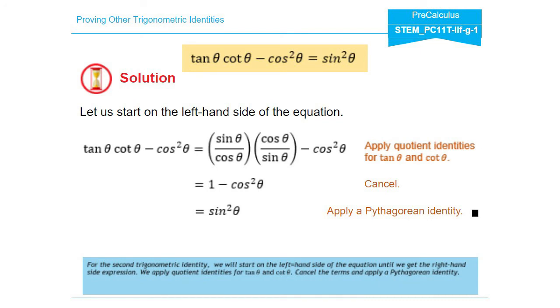Next, let us prove if tangent theta cotangent theta minus cosine square theta is equal to sine square theta. Again, let us start on the left-hand side of the equation. So, for tangent theta and cotangent theta, we can apply the quotient identities. Okay, so we can cancel the similar factors in the numerator and the denominator. So, it will be simply 1. Now we have 1 minus cosine square theta, and we can apply the Pythagorean identity. So we can change it into sine square theta. So now we have proved this trigonometric identity.